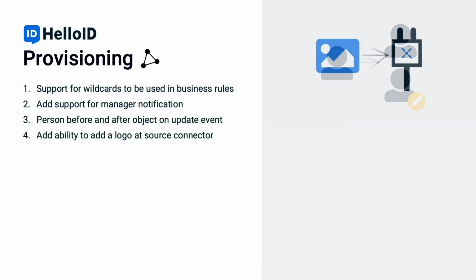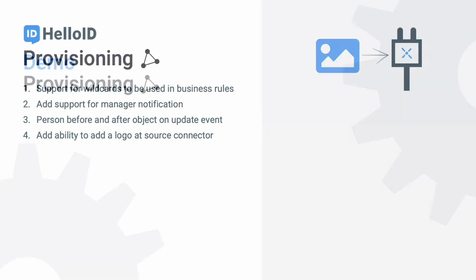Add ability to add a logo at the source connector. We have added new functionalities to be used in our PowerShell source connectors. They now support the use of your own logo on the system in the same way the target connectors have. This new functionality is available for the cloud and on-premise PowerShell source connectors.